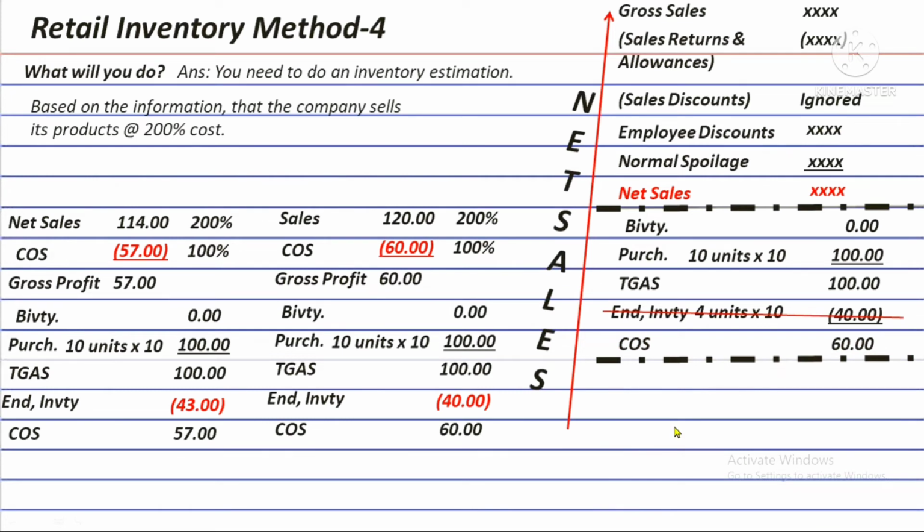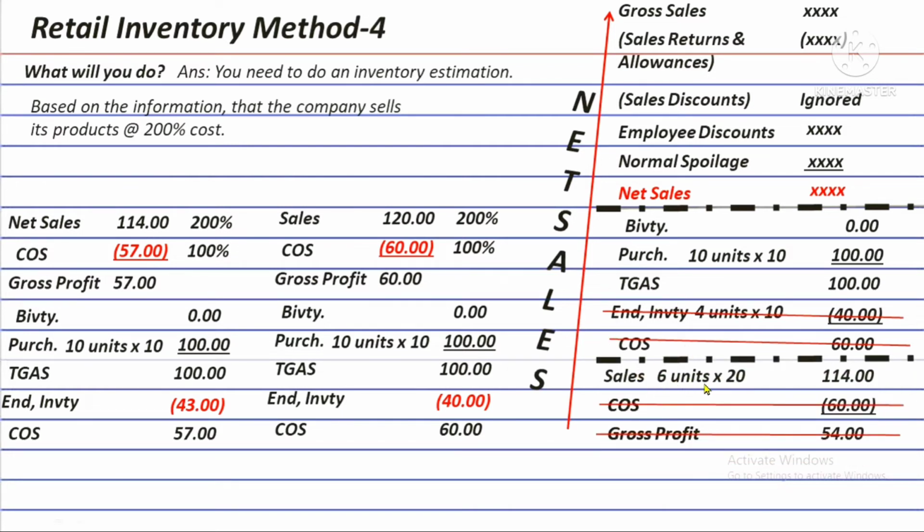So, what's the first that will be changed? Of course, the gross sales. If you can still remember, the gross sales earlier is 120, that's 6 units sold times 20, right? But now, it will become 114 only. Why? Because employee discounts are automatically deducted or netted against the gross sales. So it's very unlike the sales discounts, because the sales discounts are stored in a separate account. That's what changed.